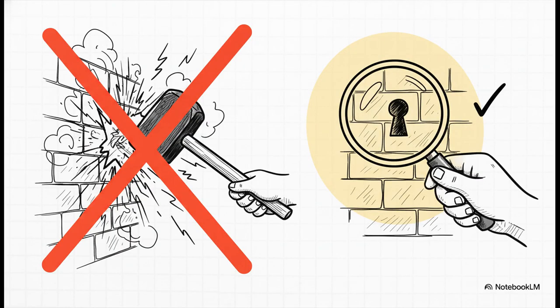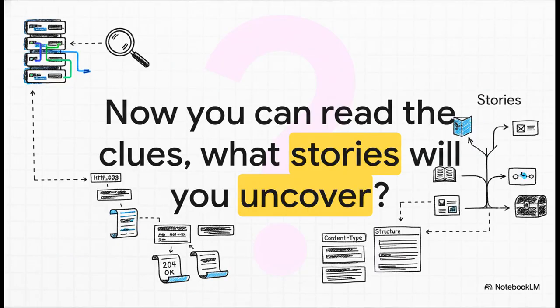And that brings us right back to where we started. The goal isn't the sledgehammer. It's not about being the loudest or trying the most things. The real goal, the pro's goal, is the magnifying glass. It's all about disciplined observation. So I'll just leave you with this one question to think about. Every single web server out there is telling a story, and it's telling it through its headers, its responses, its structure. Now that you know how to read the clues, what stories are you going to uncover?